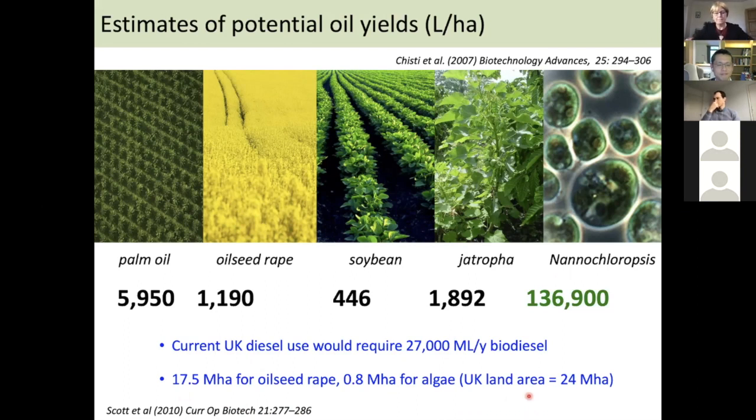So there are some people who would say that it would be impossible to make biodiesel because there's not enough land on the planet. That's not entirely true. It's just that we use the land for other things like growing food and other forms of production as well as living. Nonetheless, you can see these figures imply that algae have a much higher productivity.